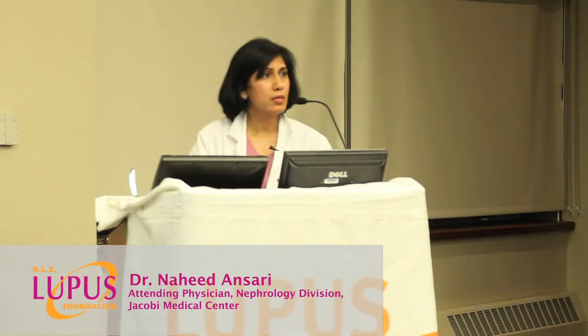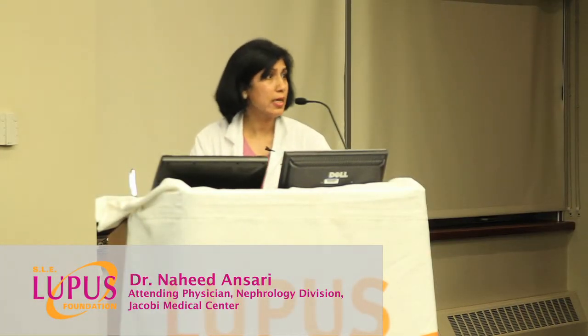Lupus is a multi-system disease that can attack any part of the body. The kidneys, which do a lot for the body, can get affected by the activity of lupus disease. Patients diagnosed with SLE are at very high risk of developing kidney disease. When it occurs, it usually occurs within the first 5 years of diagnosis of systemic lupus erythematosus, and it can affect somewhere from 50 to 60% of patients.